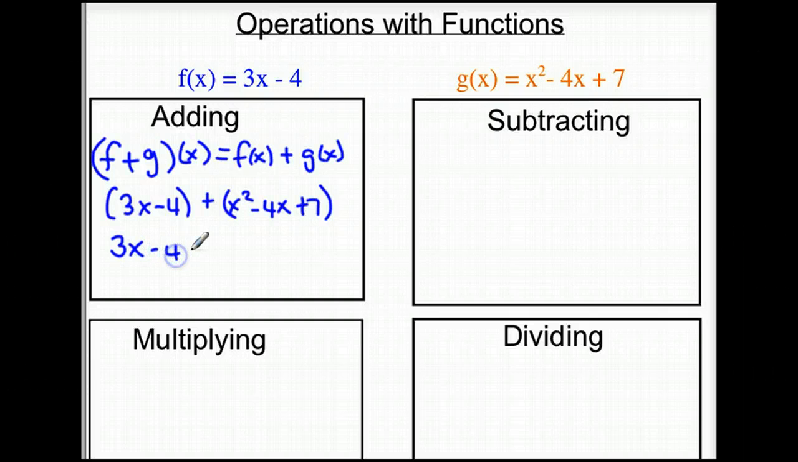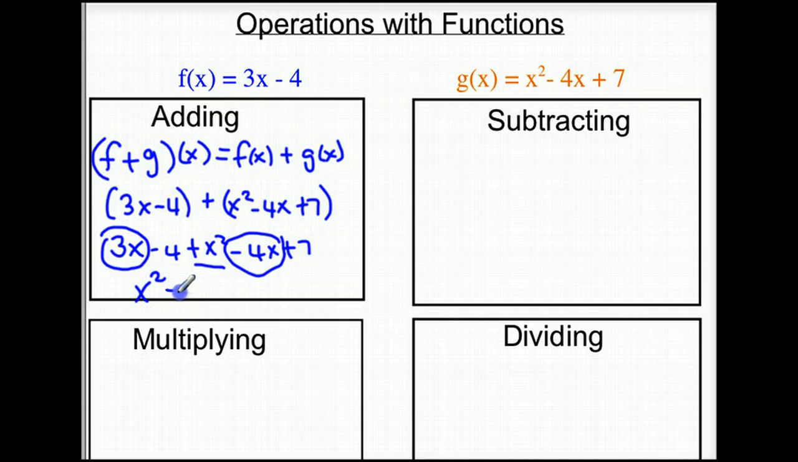This becomes 3x minus 4 plus x squared minus 4x plus 7. Combining my like terms, I see there's only one x squared, so this becomes x squared. 3x and minus 4x are like terms. 3x minus 4x will give me minus x. Then I'm left with minus 4 plus 7 is a positive 3. And my final answer will be x squared minus x plus 3.